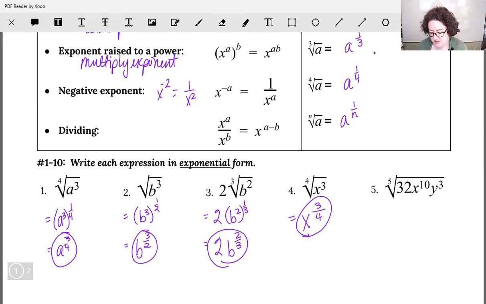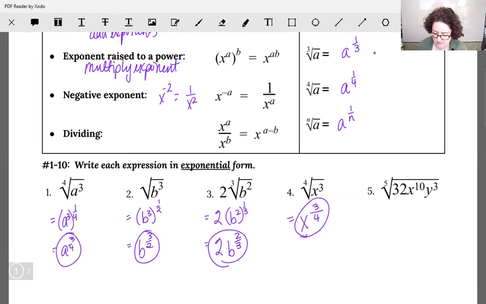The way I'm going to approach this is, let's put that 1/5 exponent to represent our 5th root, or our index of 5. Let's put that on every single term and then see what comes out when we simplify it. Actually, let me shrink that down a bit. So we're going to have 32 raised to the 1/5 power, x to the 10 raised to the 1/5 power, and y cubed raised to the 1/5 power.